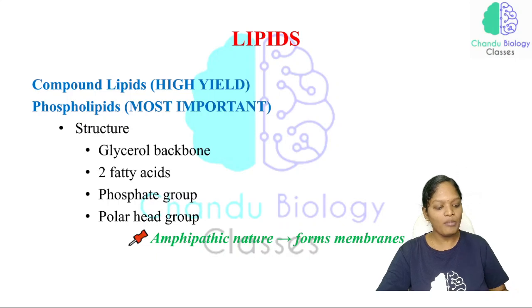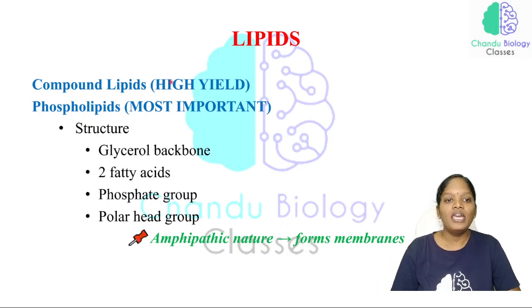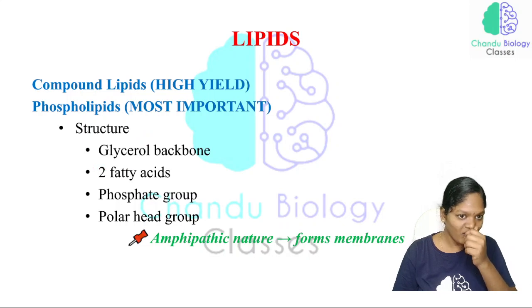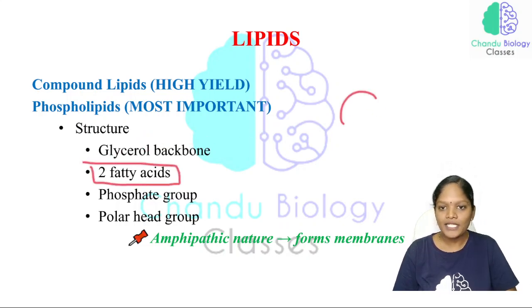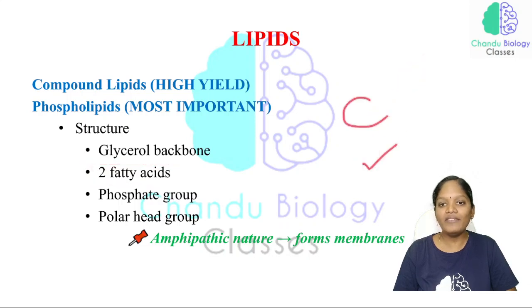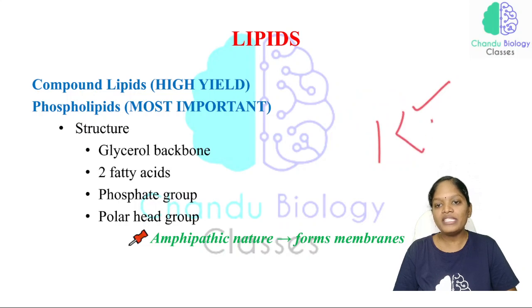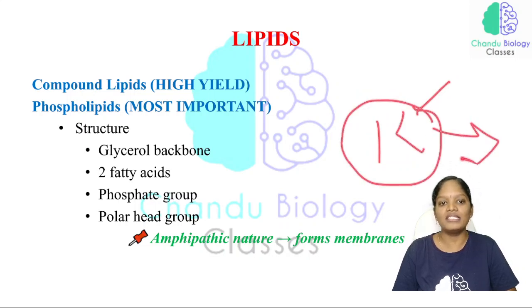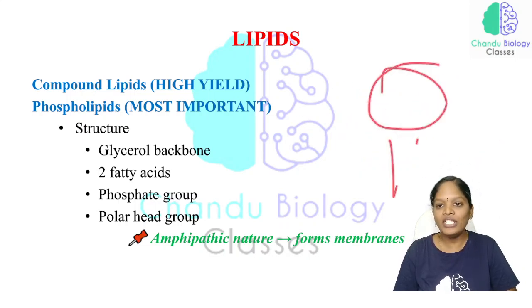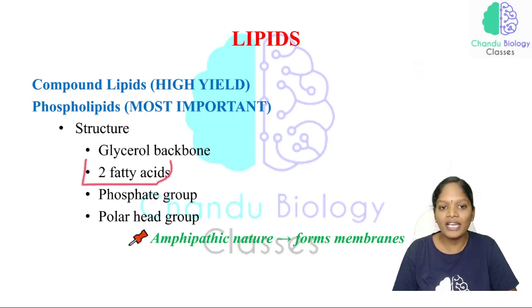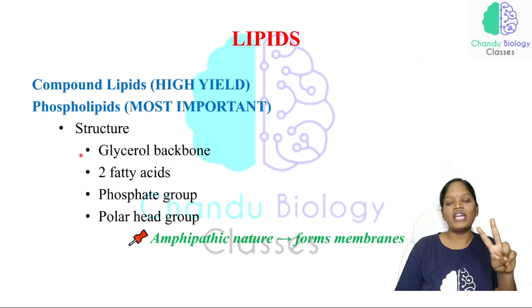Now we come to the compound lipids. An example of compound lipids is the phospholipids. Phospholipids have 2 fatty acids. Just now I have shown the picture. This is the head of the phospholipid, and this is the tail. The head region is called the polar head group, which means hydrophilic, and the tail group is the hydrophobic fatty acids. In one head we have 2 tails, so 2 fatty acids: one saturated fatty acid, one unsaturated fatty acid.